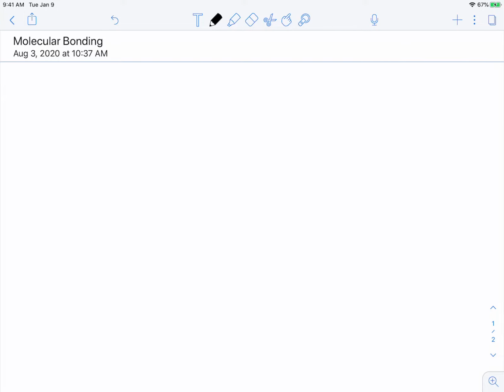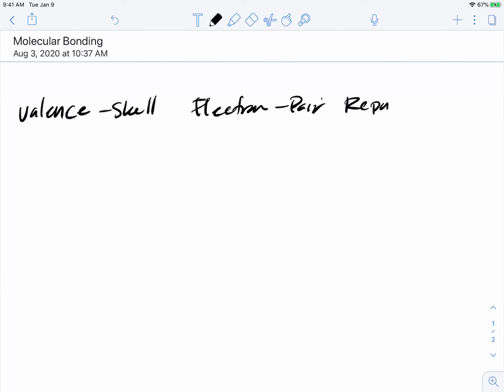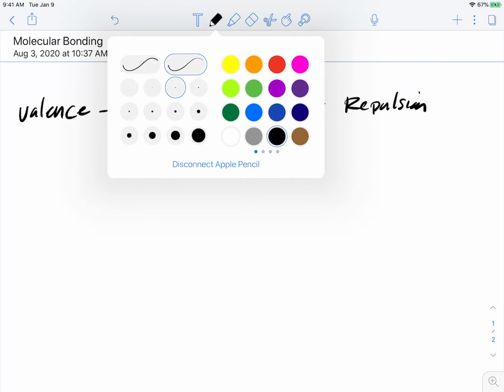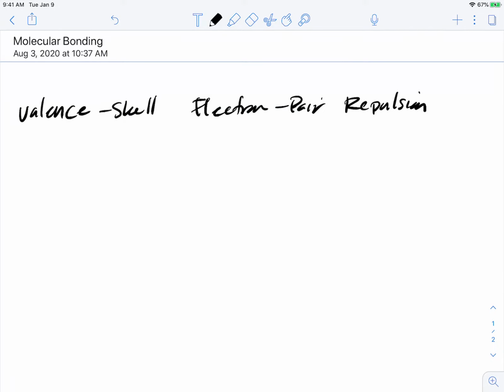Now that we know how to draw Lewis structures, we're going to apply something called valence shell electron pair repulsion. This is under molecular bonding. This is chapter 10.